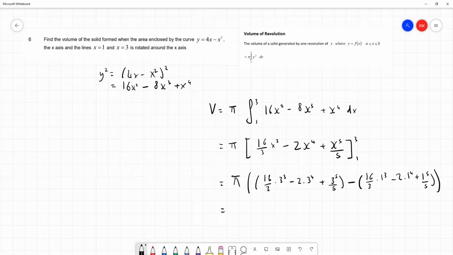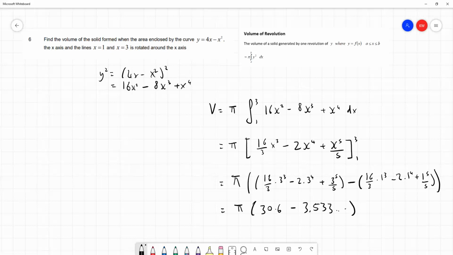Now, we can carry out these calculations in a calculator. You can choose to simplify these things further if you wish, but it's also simple enough to enter them into the calculator. So we're going to have pi multiplied by our first bracket, which is going to sum to 30.6, and our second bracket is going to sum to 3.533. The 3 is recurring after that.